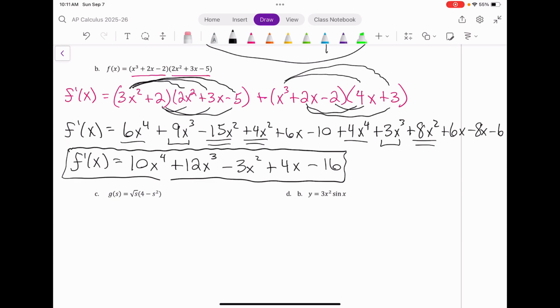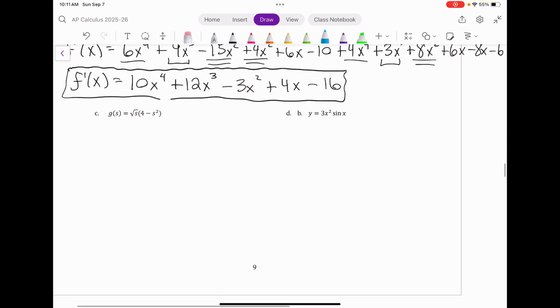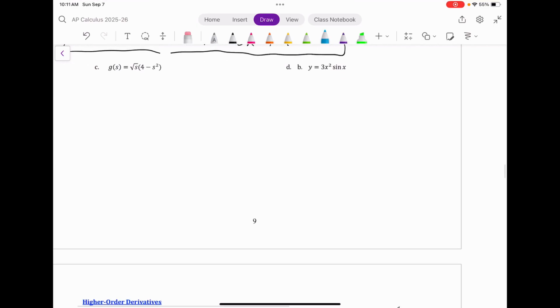All right, let's move on to part C. Part C, we got g of s equals this. We talked about when we learned the power rule that we need to be able to rewrite a function sometimes so we can use the power rule later. So let's rewrite it to be s to the 1/2 times 4 minus s squared. Okay, let's use the product rule. So this times this is what we're looking at.